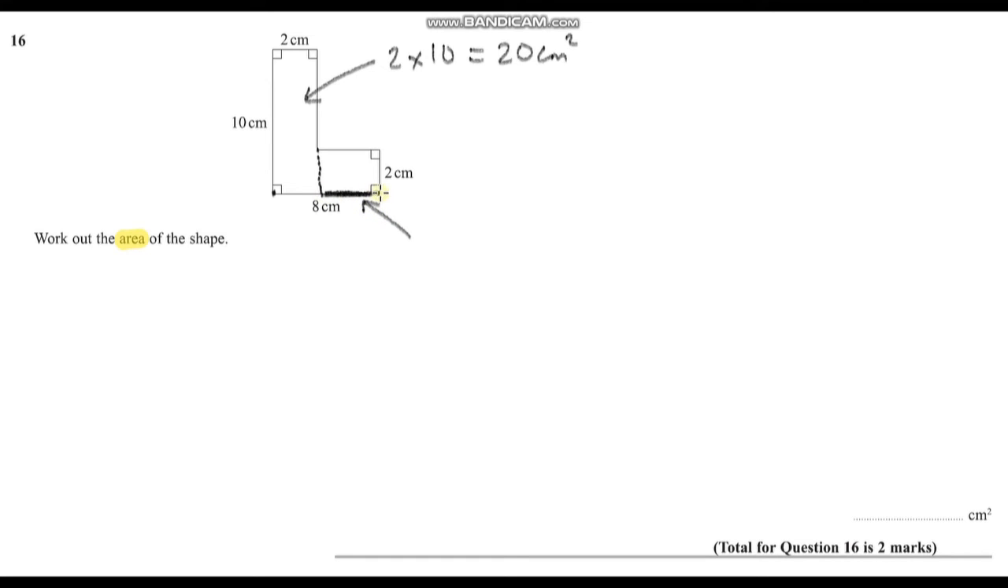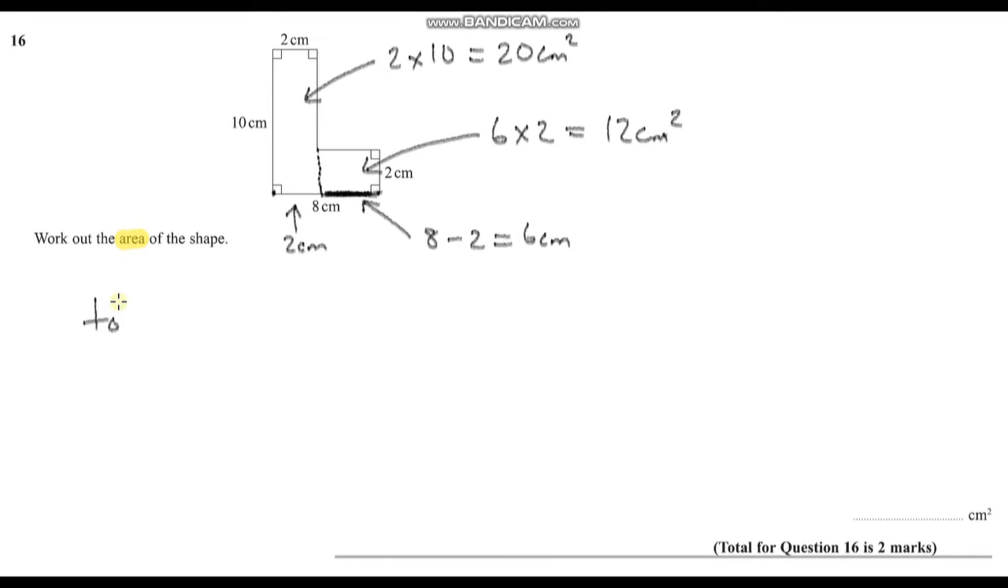So this length. Well, I can see that the whole length is 8. This part here is 2 centimeters. So we just need to take the 8 and take away 2. So it's going to be 8 take away 2, which is 6 centimeters. And now we can work out this area. So it's going to be 6 centimeters times 2 centimeters. So 6 times 2, and that is 12 centimeters squared.